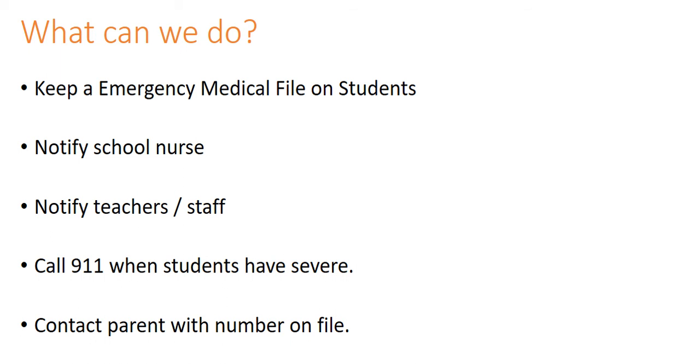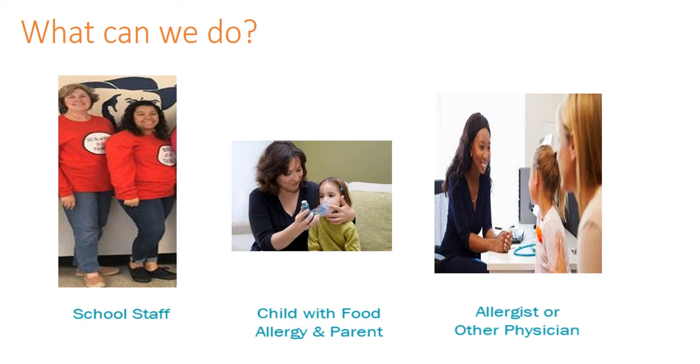Keep an emergency medical file on students at the school. It can help us as teachers, and for you students it can help you know that we have that information about you. Notify the school nurse if something happens. Notify teachers and staff. Call 911 if something has severely happened, and contact the parent that is on file. You can contact our school staff.